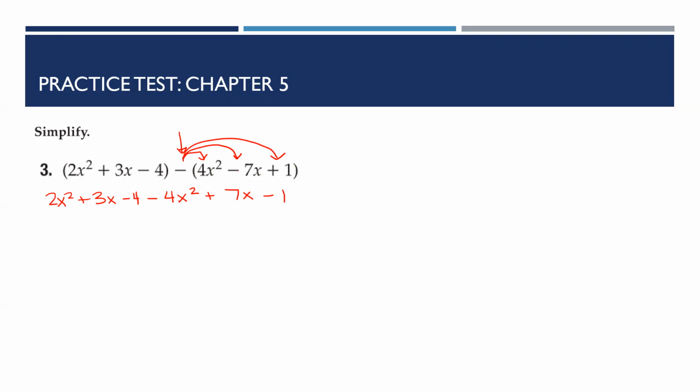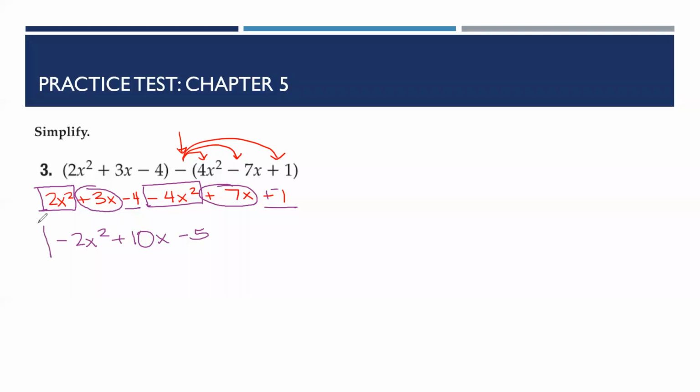Now I need to see if I have any like terms that I can combine. Okay, so I've got 2x squared minus 4x squared. So I'm left with negative 2x squared. And then I've got 3x plus 7x. Well, that is 10x. And then I've got negative 4 minus 1. Remember to add the opposite. Negative 4 plus negative 1 is negative 5. And that is as far as I can go. Okay.